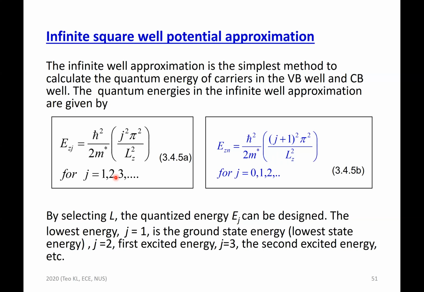Okay? Or instead of calling it excited state energy, sometimes we call it the quantized energy. Or to be exact, if it's in the conduction band, we say that it's a quantized electronic state energy. So to be clear, j equals 1 is the lowest electronic state energy in the conduction band, and we call that the ground state energy.